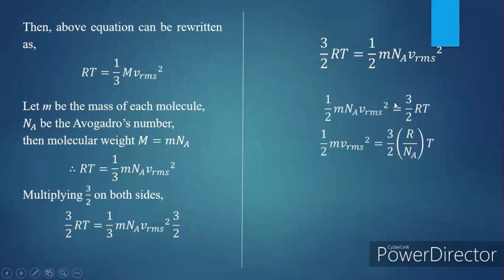We have started from the pressure expression. Rearrange: P is equal to 1 by 3 rho VRMS square, which can be rewritten as P equals 1 by 3 into m by V into NA into VRMS square, where m is the molecular weight of the given gas, R is the gas constant, and NA is Avogadro's number.